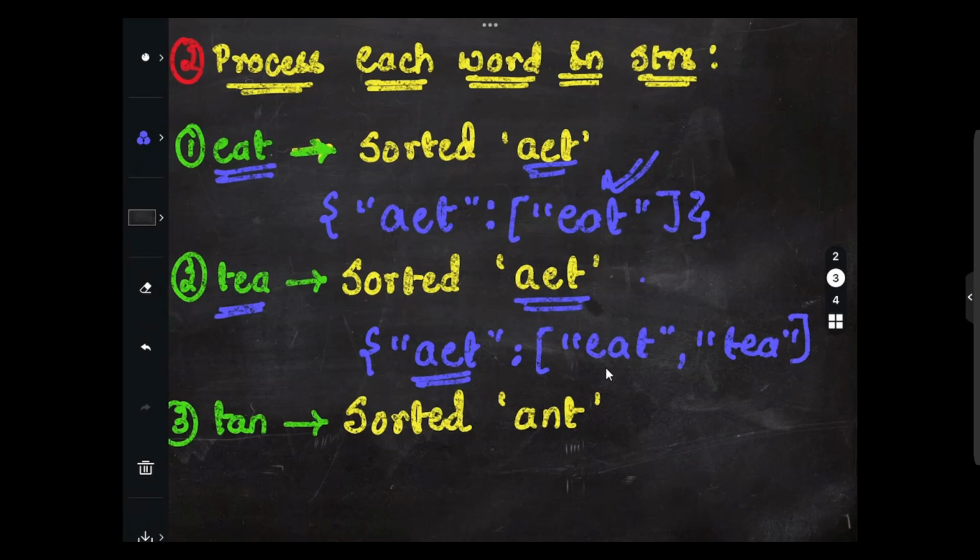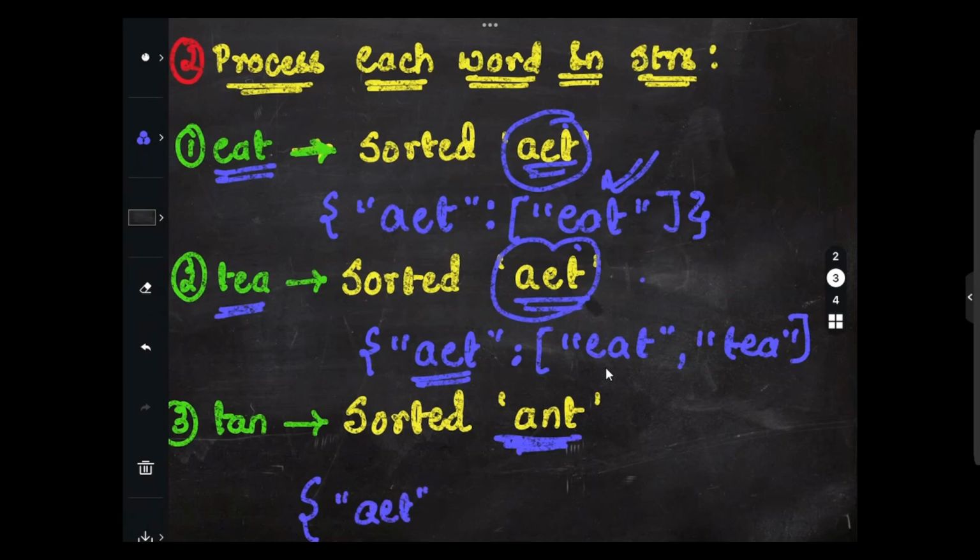The third word here is tan. So when sorted, this becomes ant, and we got the new key here. Till now the key was AET. Twice we got the same thing. So till now the key was AET, and we got the new key here. So this remains the same.